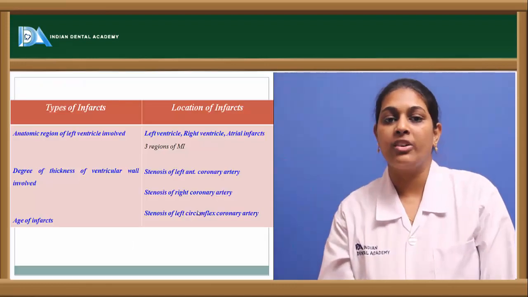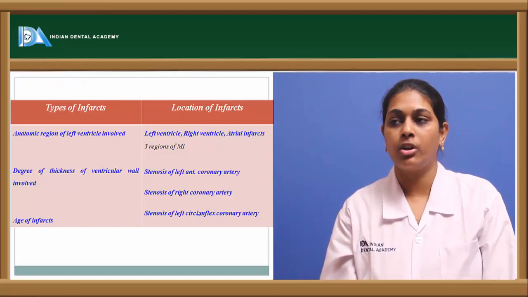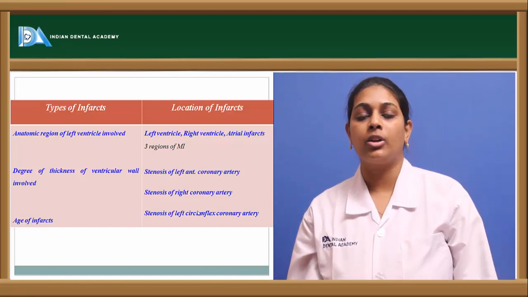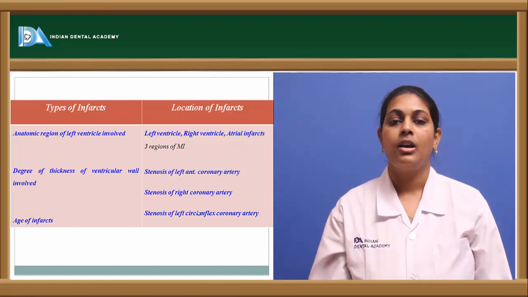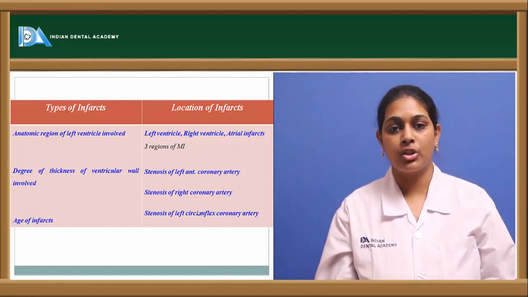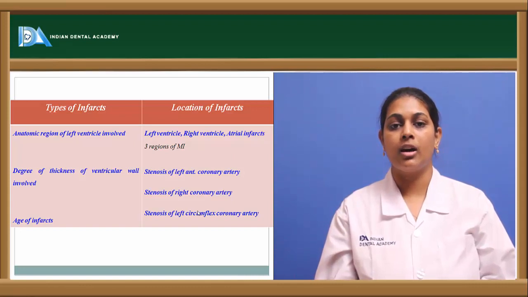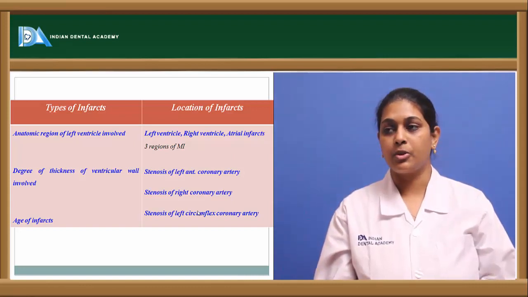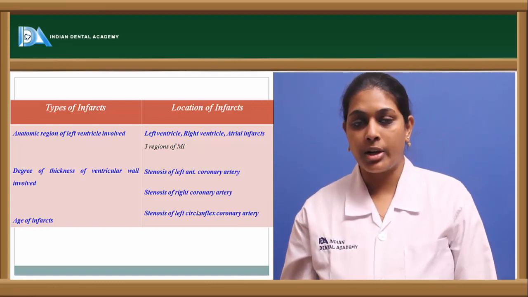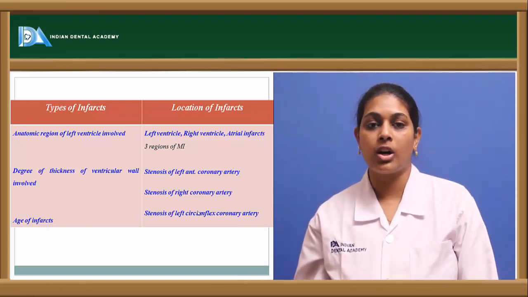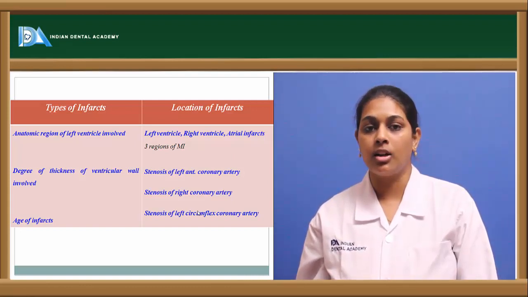Coming to the types of infarcts based on the anatomic region of the left ventricle involved, it can be at the anterior part, the posterior part, the lateral part, the septal part, or otherwise at the circumferential part. It could also occur in combination, that is anterolateral, posterolateral, or anteroseptal. Coming to the degree of thickness of the ventricular wall involved, they have been classified into two types: full thickness, otherwise known as transmural, and subendocardial, otherwise known as laminar.